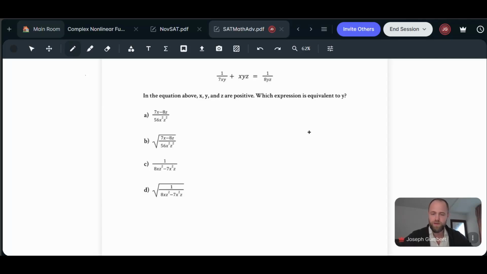I'm Joseph Gumbert. I've scored a 1590 on the SAT, including an 800 math score multiple times. And I'm going to show you how to tackle these really difficult constants questions, or these very unconventional questions that we might find ourselves in on the second module of math on the official test. This one was emailed to me as a special request.